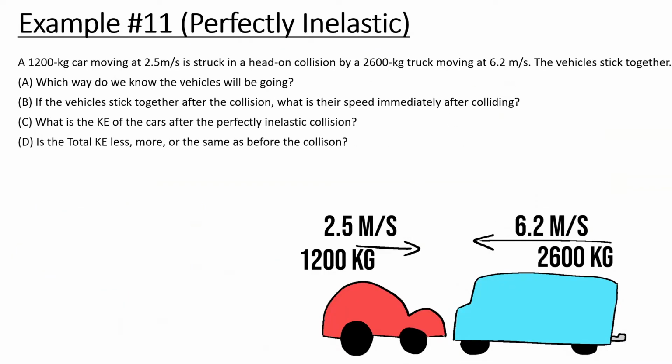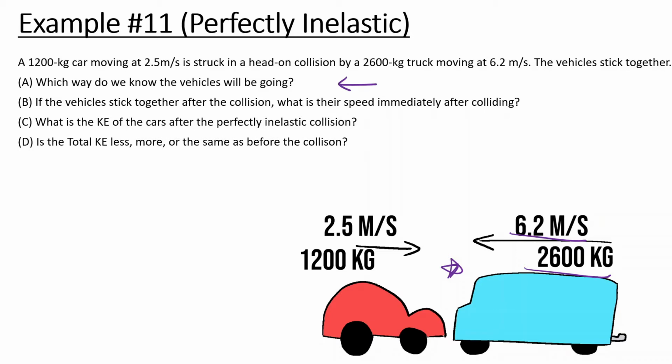All right, example number 11. A 1,200 kilogram car moving at 2.5 meters per second is struck in a head-on collision by a 2,600 kilogram truck going at 6.2 meters per second. The vehicles stick together. Which way do we know the vehicles will be going? If they stick together, this one is going faster and it has more mass. So when they stick together, it should be going to the left, right? Okay, so it should be going to the left.